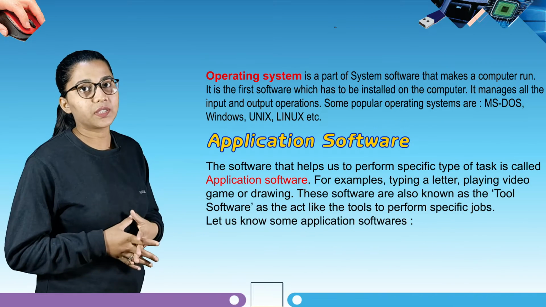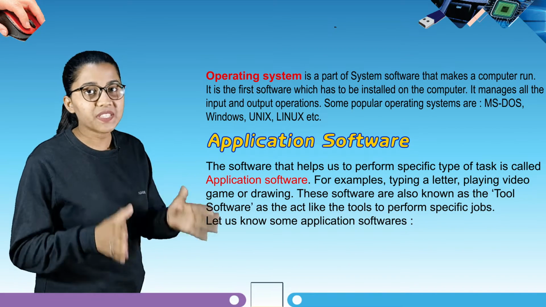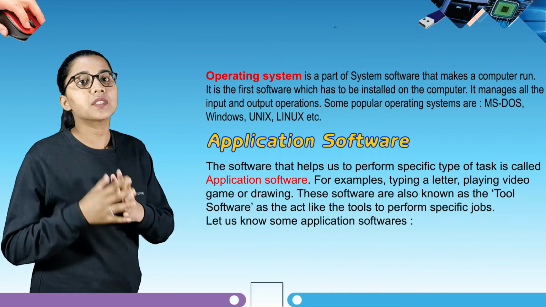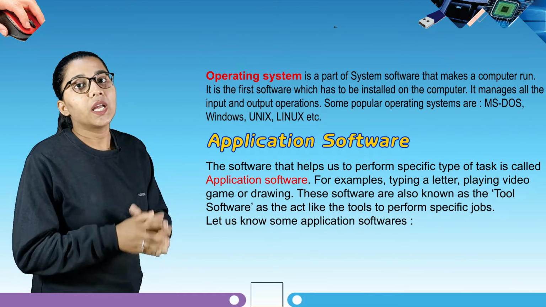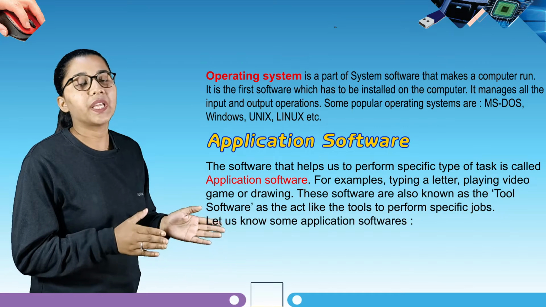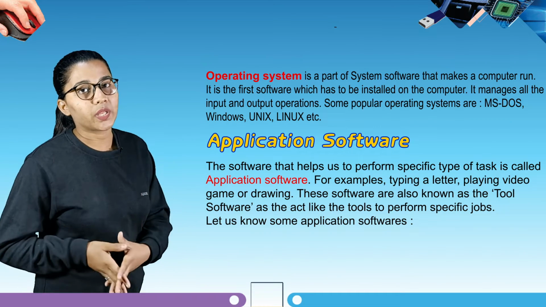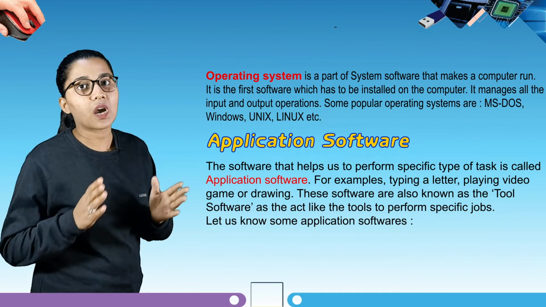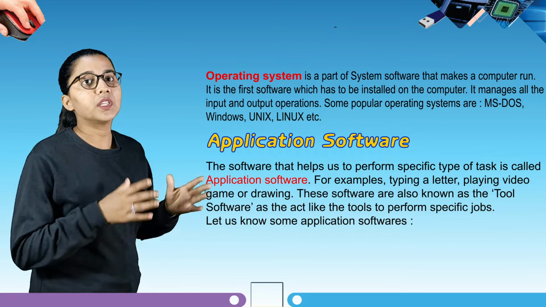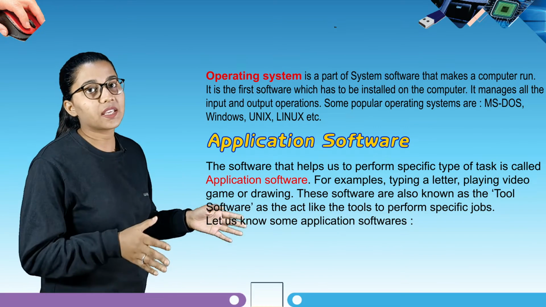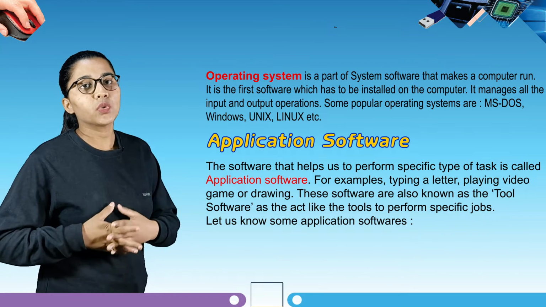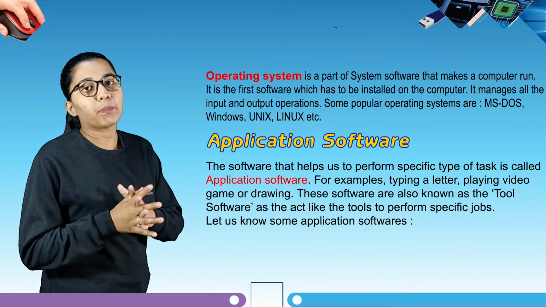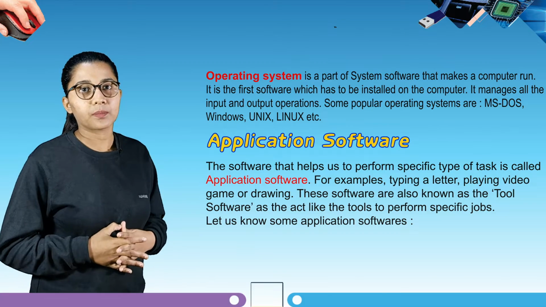Now students, our next topic is application software. The software that helps us to perform a specific type of task is called application software. For example, typing a letter, playing a video game, or drawing. These softwares are also known as tool software, as they act like tools to perform specific jobs. So now let us know some application software.